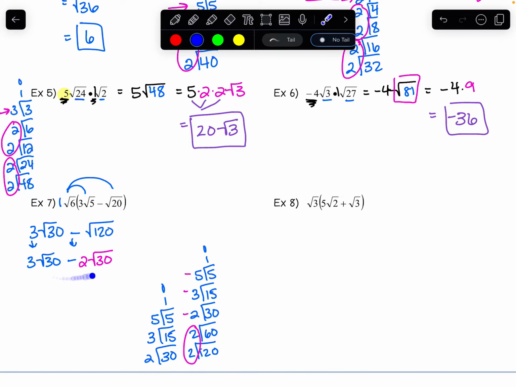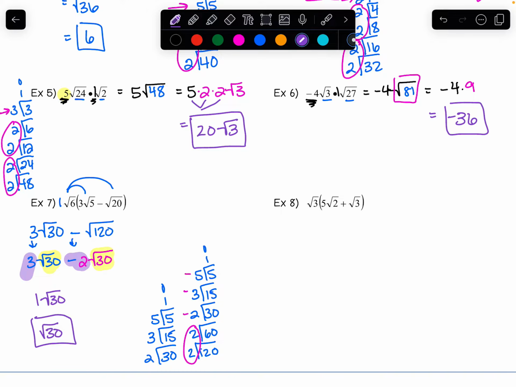So now we want to see if we have like terms. Do we have like terms here? Yeah, they are both the square root of 30. So I can add these like terms, or in this case, subtract. What is positive 3 minus 2? 1. So we're going to have 1 square root of 30, or you could just write the square root of 30 as your answer.